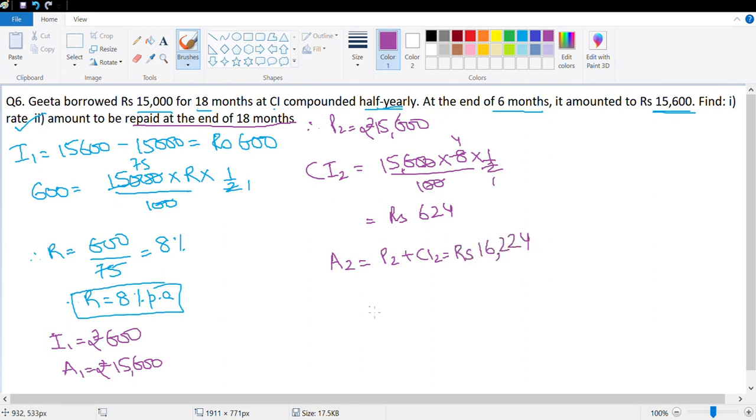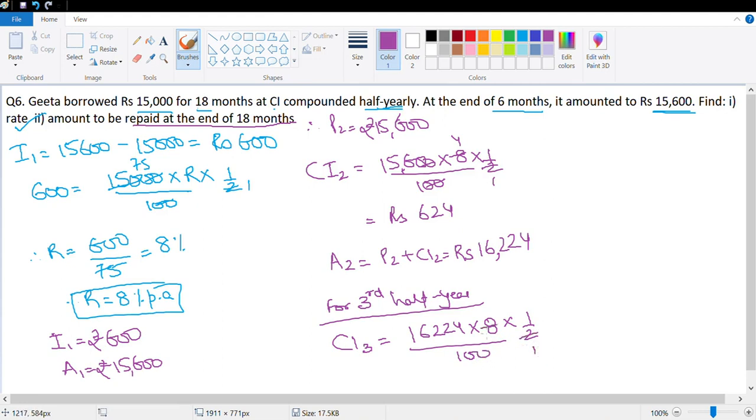that's 16,224. Now for third term, for third half year, what we have is compound interest for the third term will be equal to principal into rate, which is 8, sorry, into time, which is half upon 100. So this is 2124. So what we have is 16,224 multiplied with 4. 4 into 4, 16, 8 plus 1, 9, 8, and this is 64. So this is compound interest for third term is 648.96.